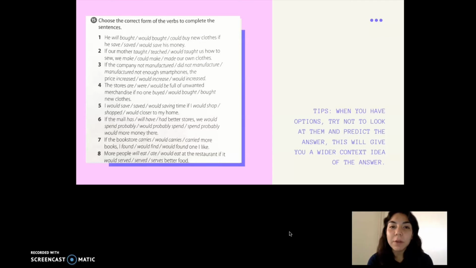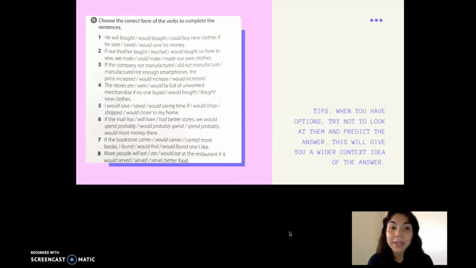When you have different options, maybe if you don't look at them and just try to predict the answer, it can give you the answer without even looking, okay? Or generating any confusion. Pay attention. If you look at number 2, it says, if our mother would taught us how to sew, we could make made our own clothes.